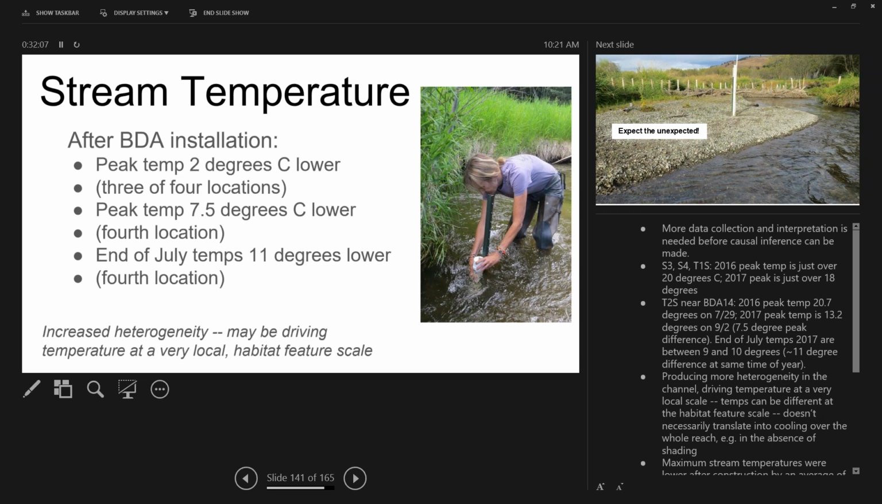And so what I think we're just seeing is that the increased heterogeneity may be driving some local habitat scale changes, like at a habitat feature scale. I can't speak for the whole reach. But it was just interesting to see the temperatures change in these ways at the points that I did look at.